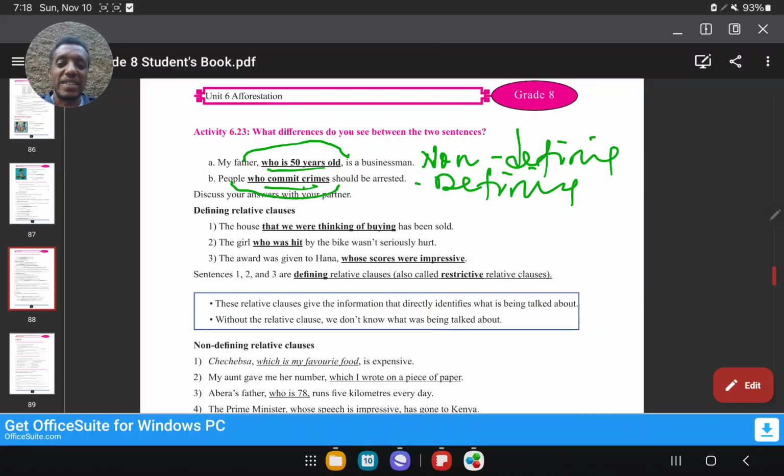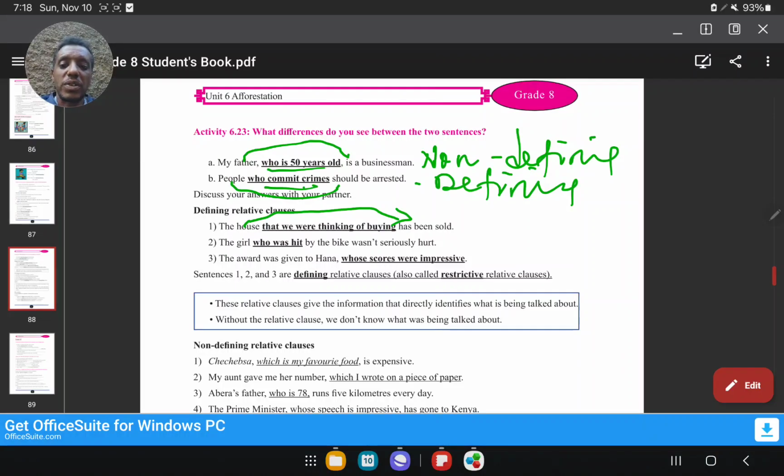Defining relative clauses. The house that we were thinking of buying has been sold. This is defining. እስኪ አውጥታችሁ ስሩት ይሄንን እንደተለመደው። The house has been sold. Sold. Which house? የትኛው ቤት? ለምሳሌ ለእናንተ if you tell this information to your friend, my friend, I'm sorry, the house has been sold ብትሉ የትኛው ቤት? We don't know.